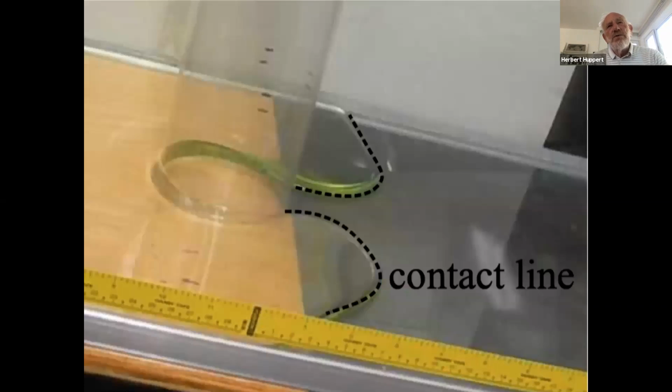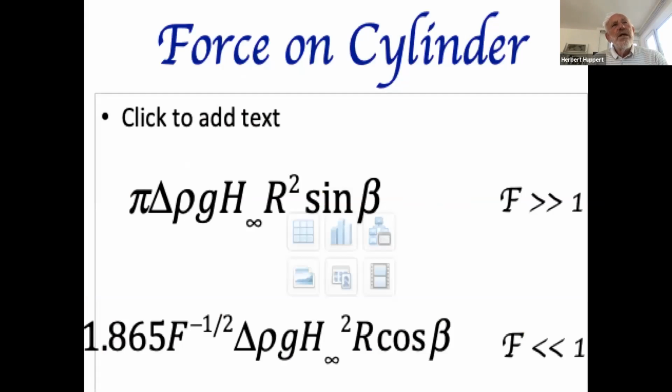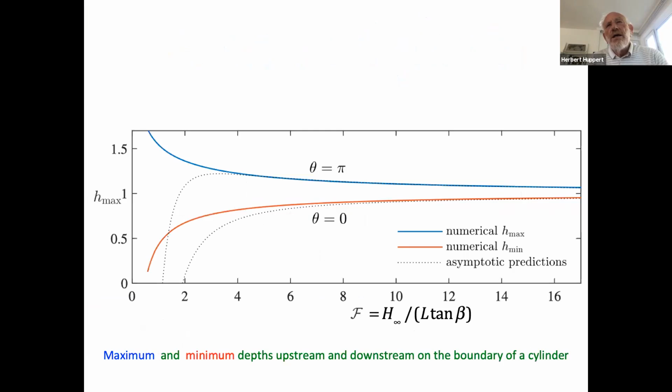Here's an experiment we did in the lab to check out what we were seeing. You see the flow going down from the left and going around this cylinder. We can calculate the force on the cylinder, and if F is very much larger than 1, you get one expression. If F is very much less than 1, you get a different expression. And I'll show you later references so that you can look this all up.